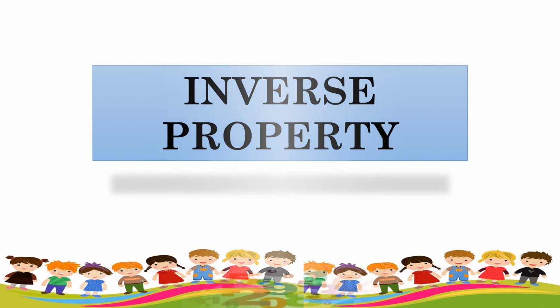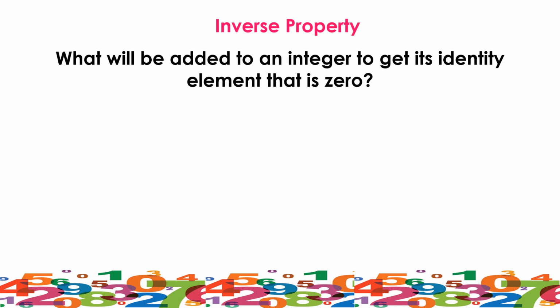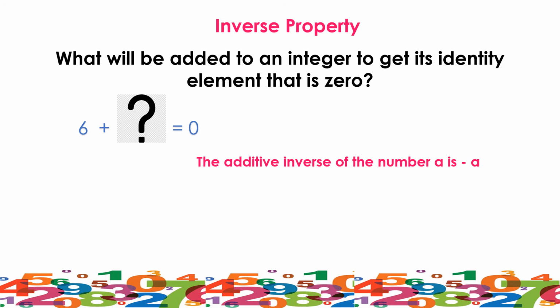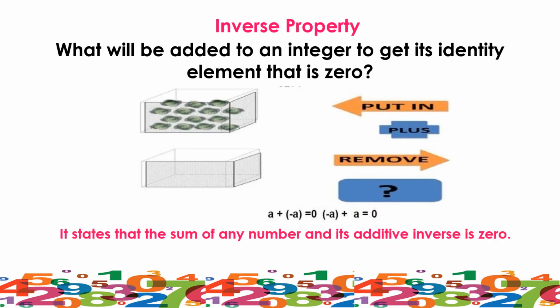Inverse property. What will be added to an integer to get its identity element, that is 0? 6 plus blank equals 0. The additive inverse of the number a is negative a. Therefore, the additive inverse of 6 is negative 6. 6 plus negative 6 equals 0. It states that the sum of any number and its additive inverse is 0.